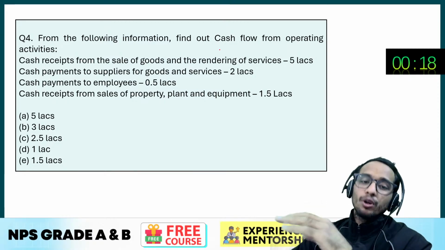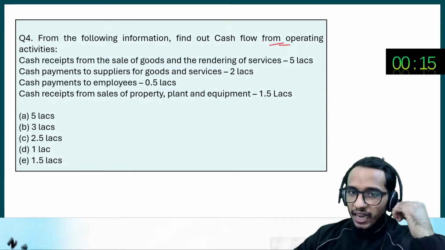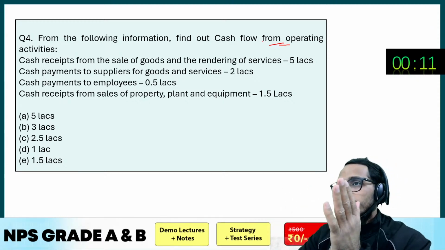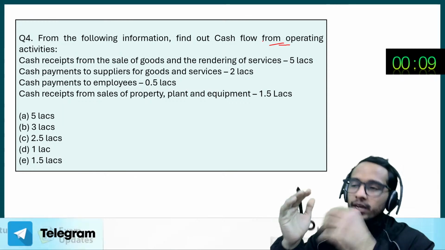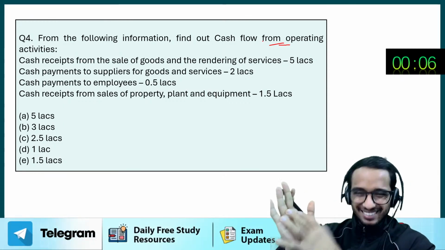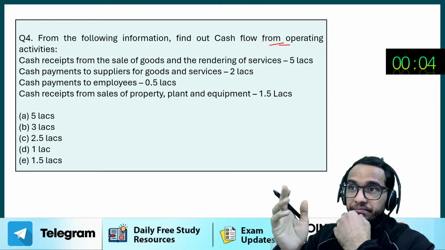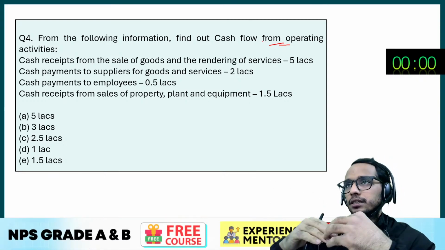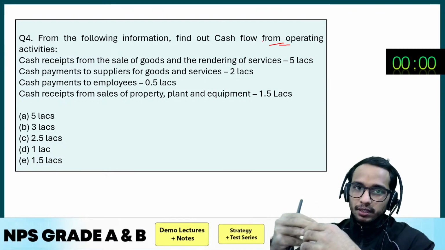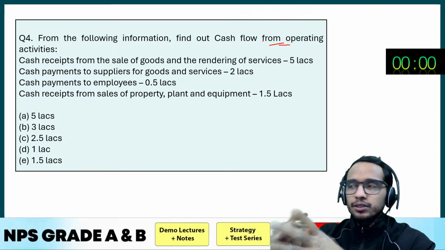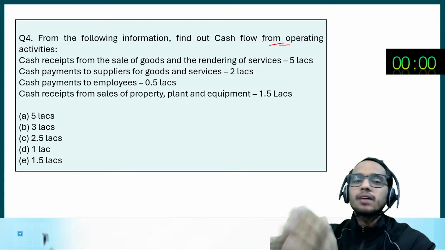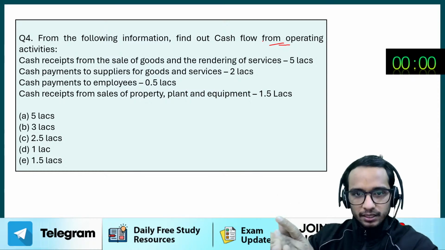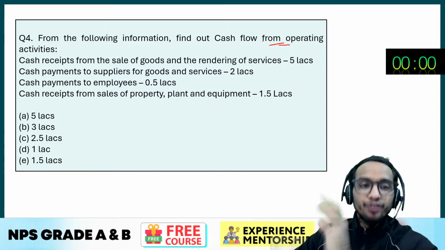From the following information, find out the cash flow from operating activities. First of all, let's try to understand what this operating activities is. See, whatever is the ordinary course of business for the company, that is your operating activities. Like you are purchasing the raw material, then you are making the good, and then you are selling it, right? You are paying salaries. All these things are your operating activities. That is your regular activities of the enterprise. And you have to find out the cash flow from operating activities.